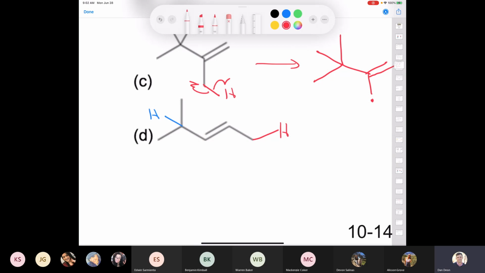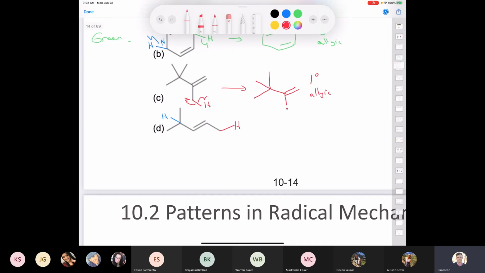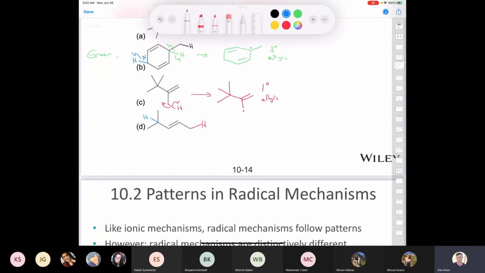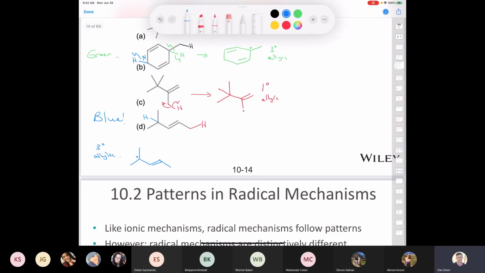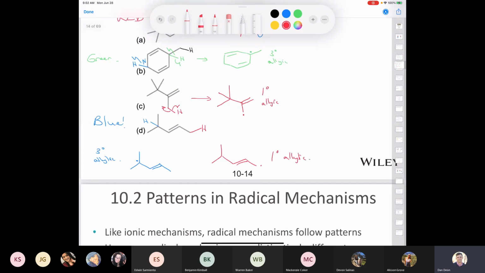Yep, everybody's right. It's the one to the blue one because you end up with something that's tertiary allylic versus primary allylic. So it's the one in blue, and that's because you end up with this. This is tertiary allylic versus this, which is allylic, but it's primary allylic. All right, good enough.